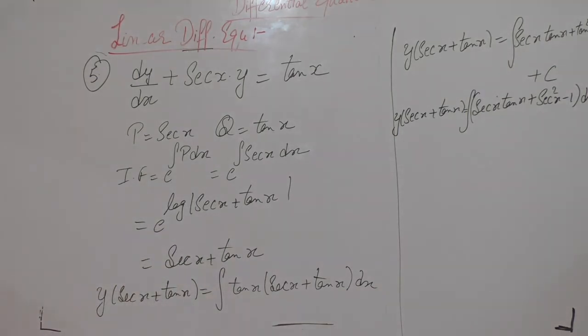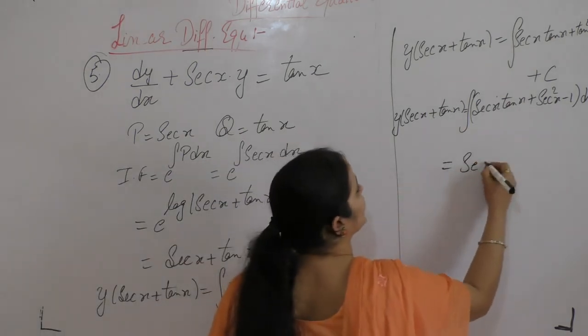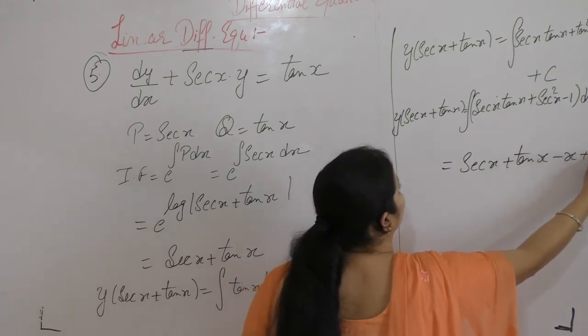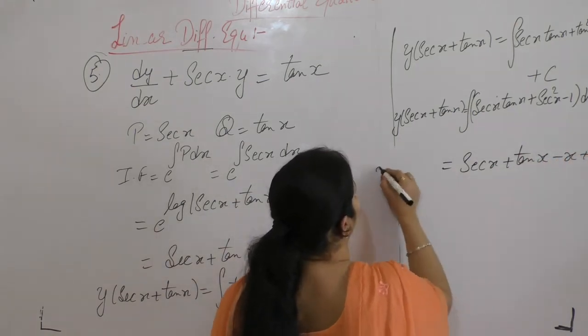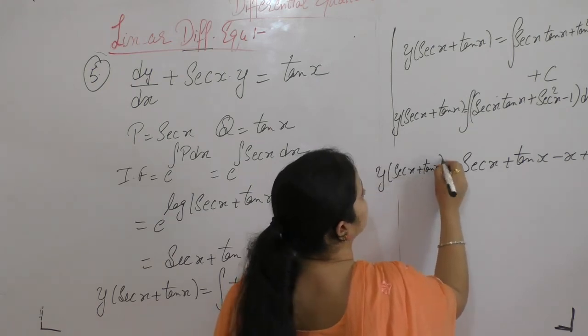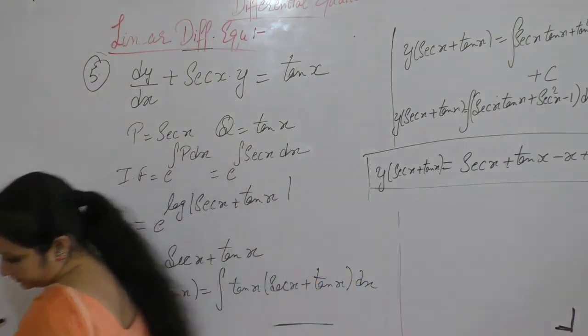tan square is equal to sec square x minus 1. Now what is the integral of sec x tan x? It is sec of x. Integral of sec square is tan x. Integral of 1 is x. y into sec x plus tan x is equal to this.